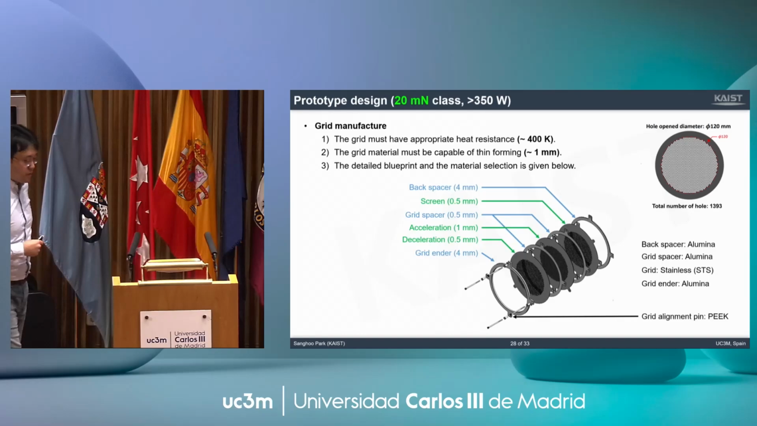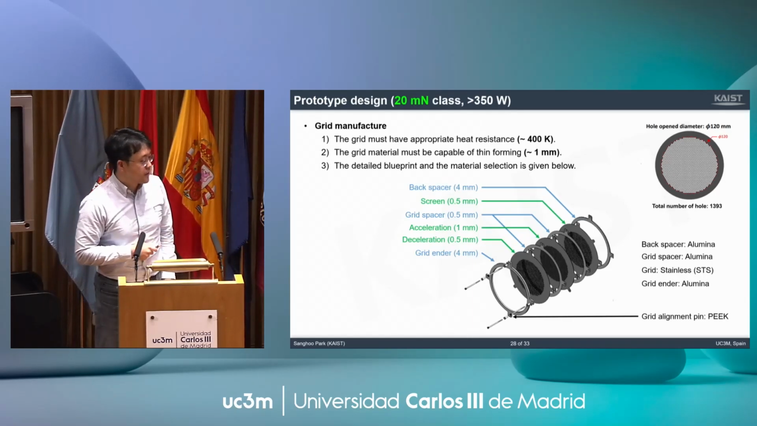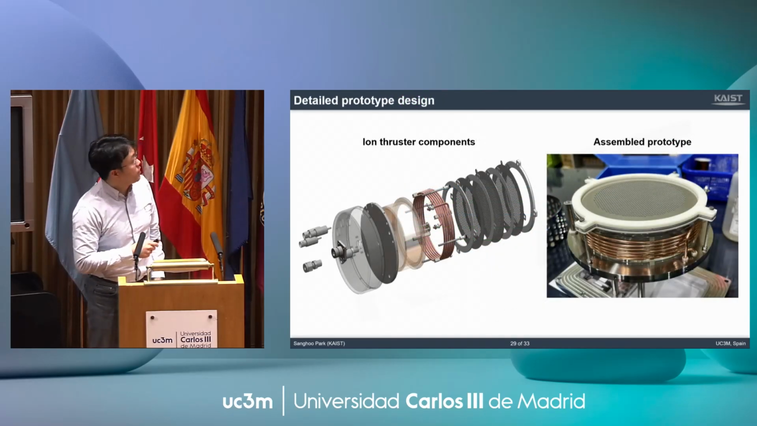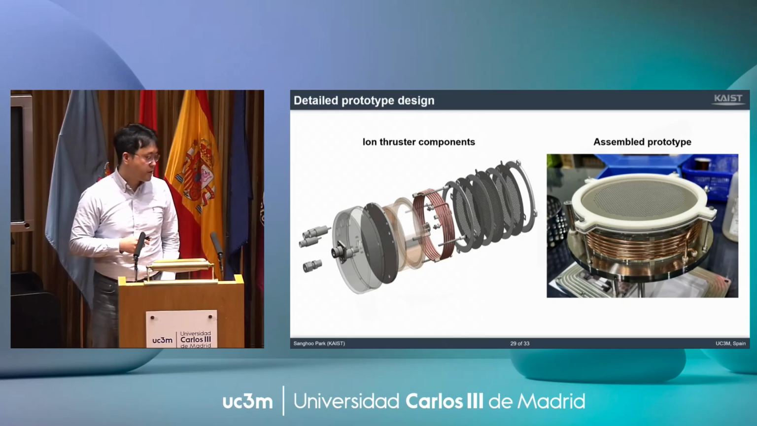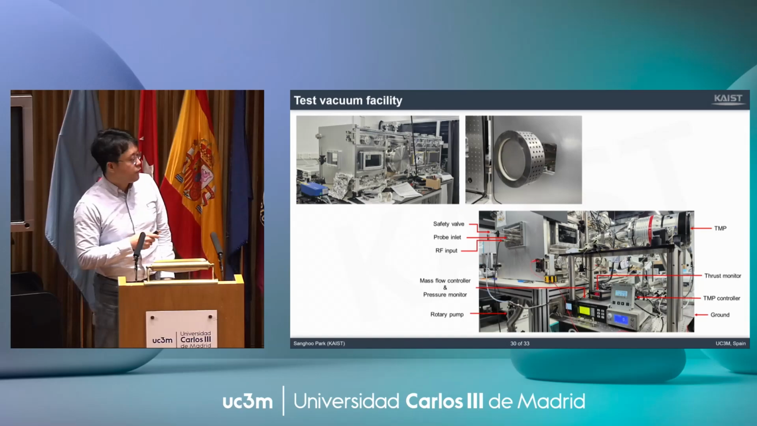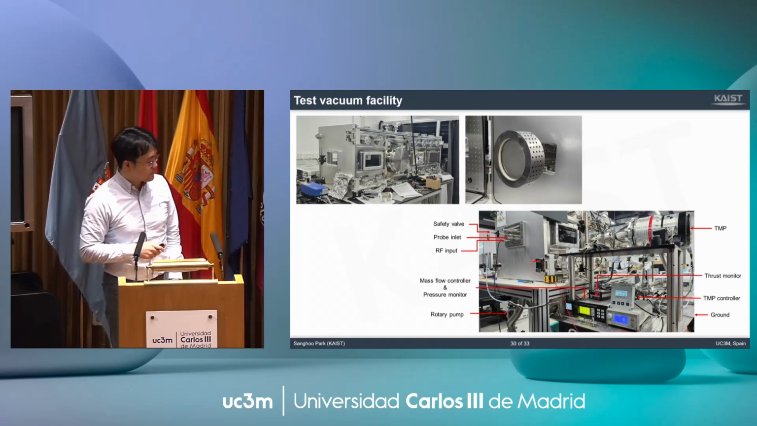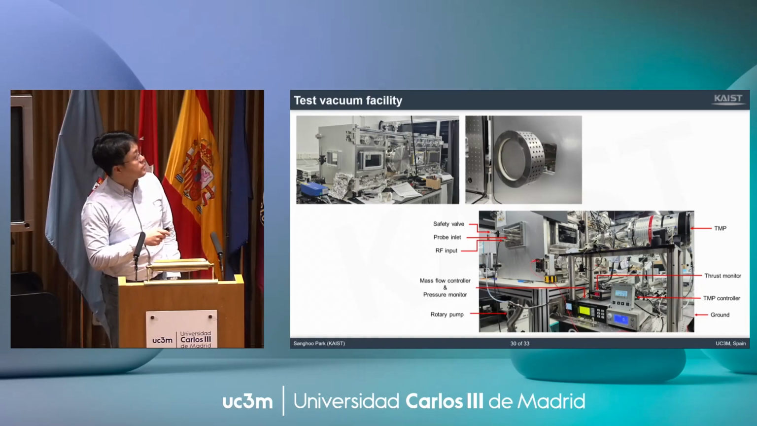Okay, based on this numerical simulation, we recently developed our own hardware for a prototype ion thruster. Here you can see we designed our own grid system, and we manufactured this grid as you see here. On the left-hand side, you can see the ion thruster components, and now we have manufactured our assembled prototype as you see here. With this test vacuum facility, we can simply test our first version of the prototype RIT in my laboratory. This is the backside of the RIT.